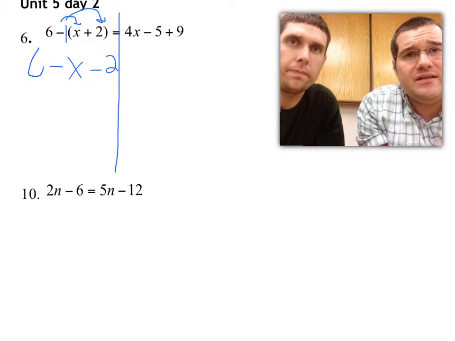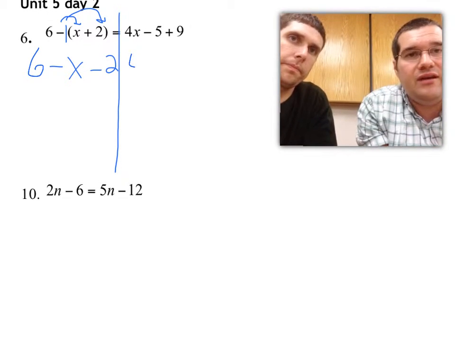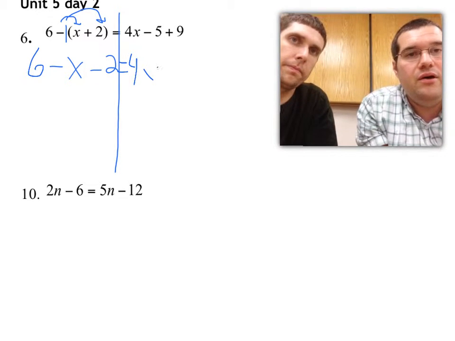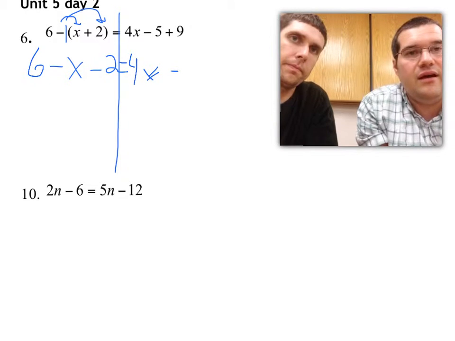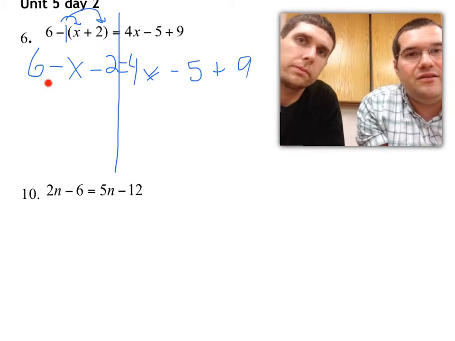So I'll bring down my 6, and then I go over to my right-hand side, and I'm just going to bring everything down because there are no parentheses, so I'm just going to bring everything down. Now my second step says to combine like terms. So when I look on my left-hand side of the equation, I see that there are 3 terms. There's a 6, a negative x, and a -2.